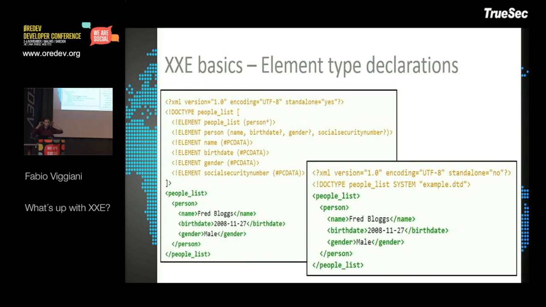So here we are defining some elements. For example, we have people list, we have a person, a name, and so on, and a certain type. And after that, we have the actual XML document, which uses the elements defined in the DTD. And this can be inline as part of the document itself, like the example on the left. If you take the one on the right, we are referencing a DTD that is in a different file, example.dtd. So we are referencing an external DTD. So far, nothing strange, right?